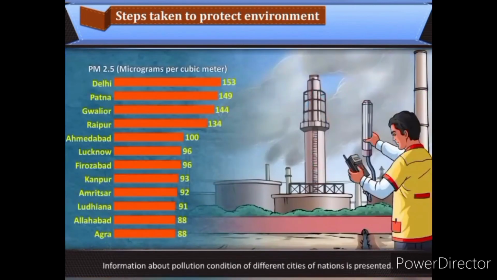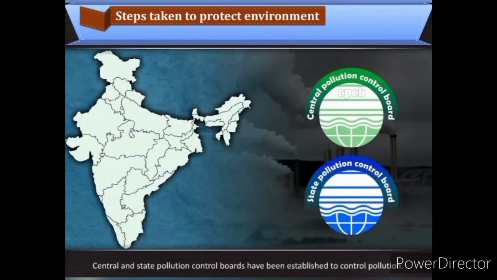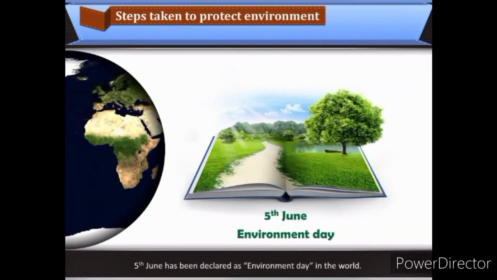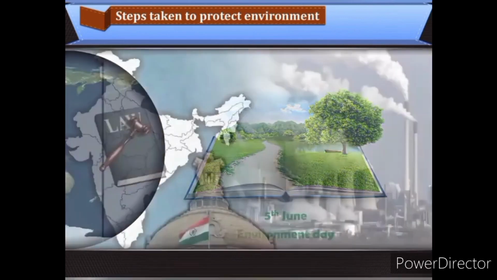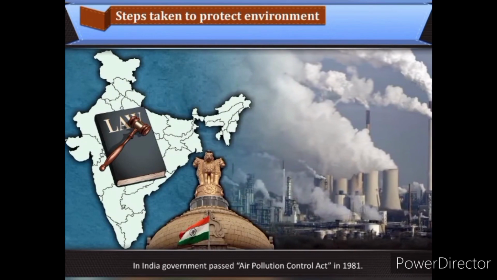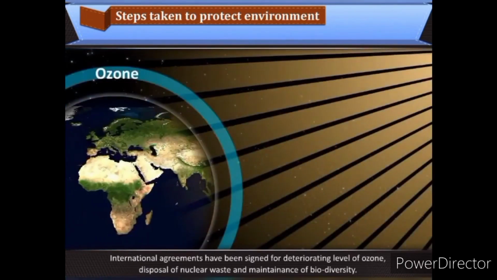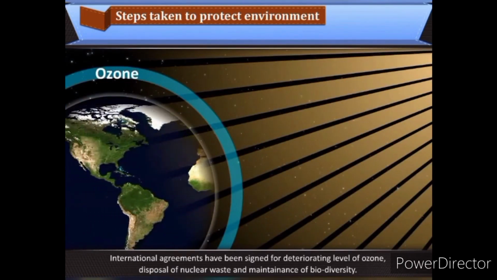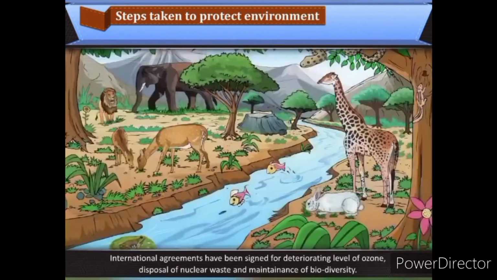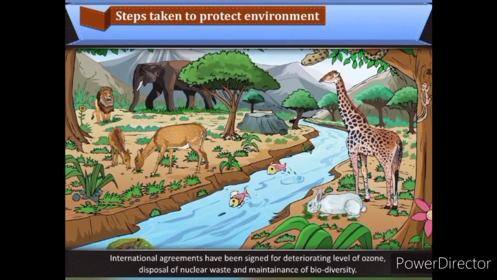For example, information about pollution condition of different cities of the nation is presented. Central and state pollution control boards have been established to control pollution. 5th June has been declared as Environment Day in the world. In India, the government passed the Air Pollution Control Act in 1981. International agreements have been signed for deteriorating level of ozone, disposal of nuclear waste, and maintenance of biodiversity.